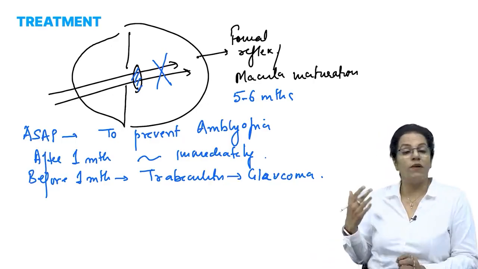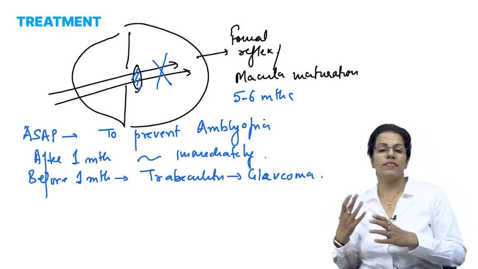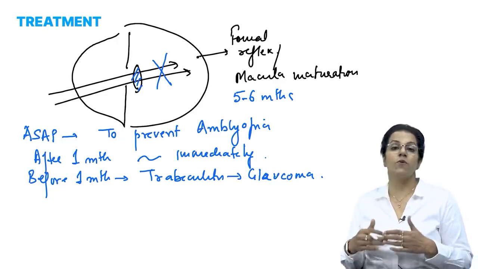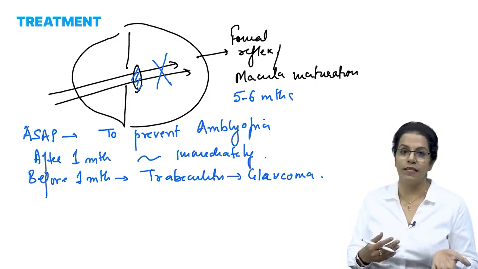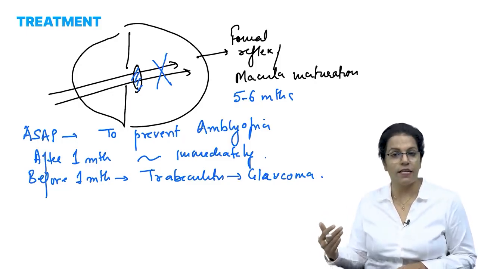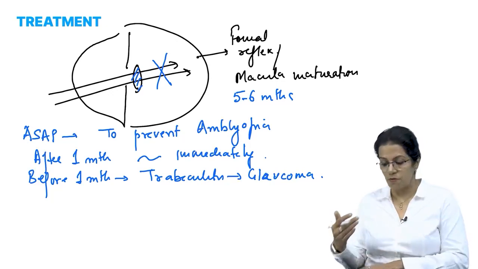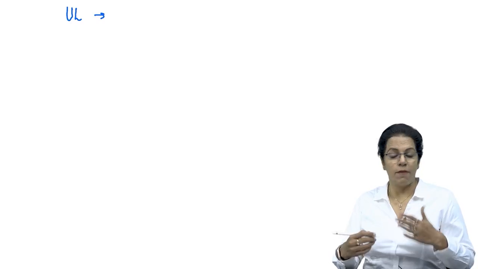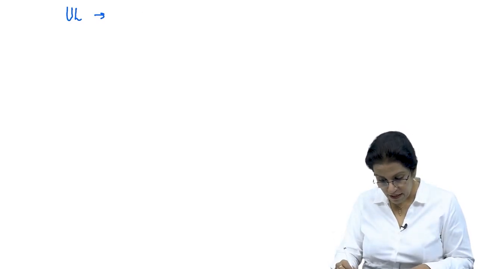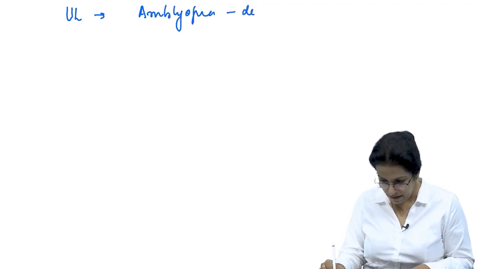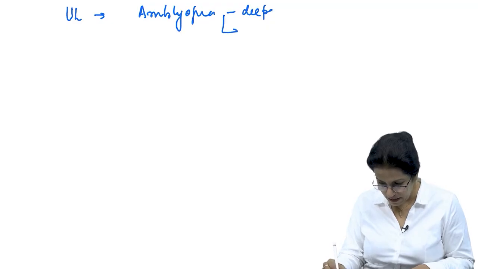One more important thing is they can also ask you whether it is a unilateral cataract or bilateral. Of course, unilateral has more urgency because one eye is normal, then the amblyopia develops very deep. So we will learn that in unilateral, urgency is more, because the amblyopia will be deeper and difficult to treat.